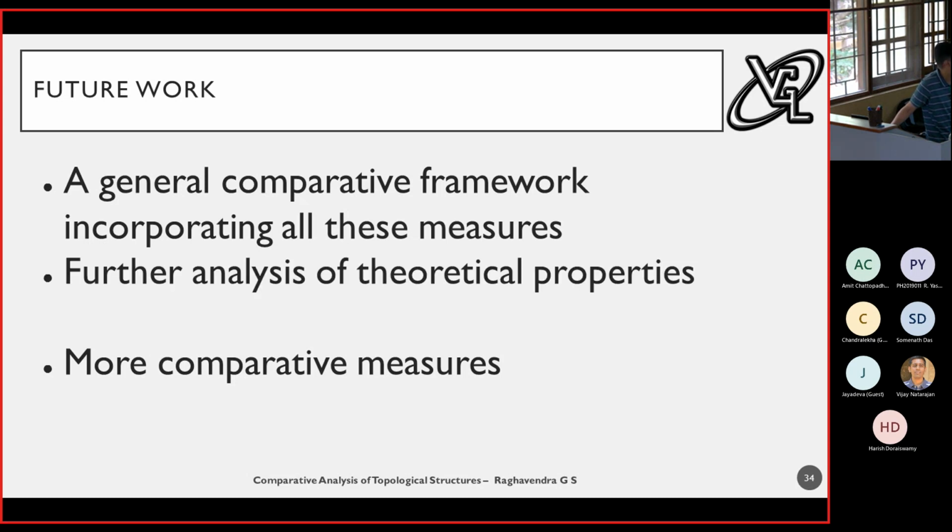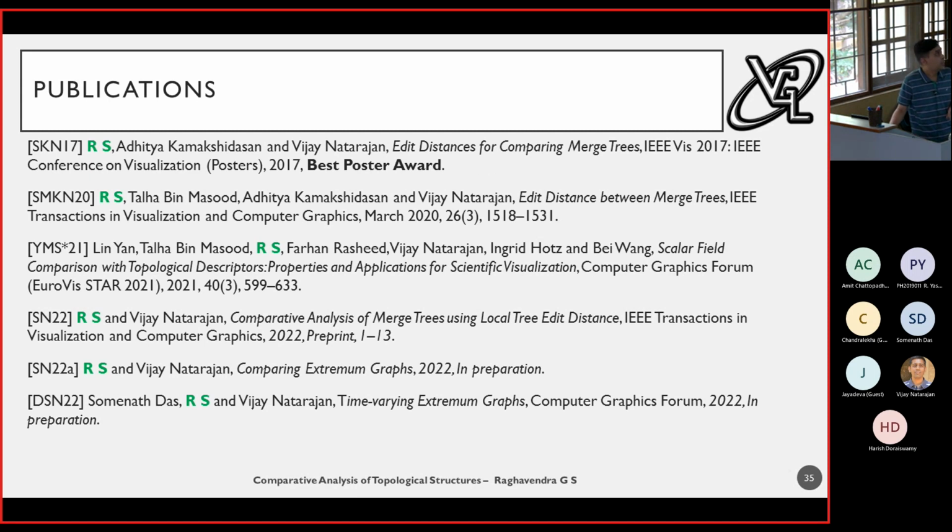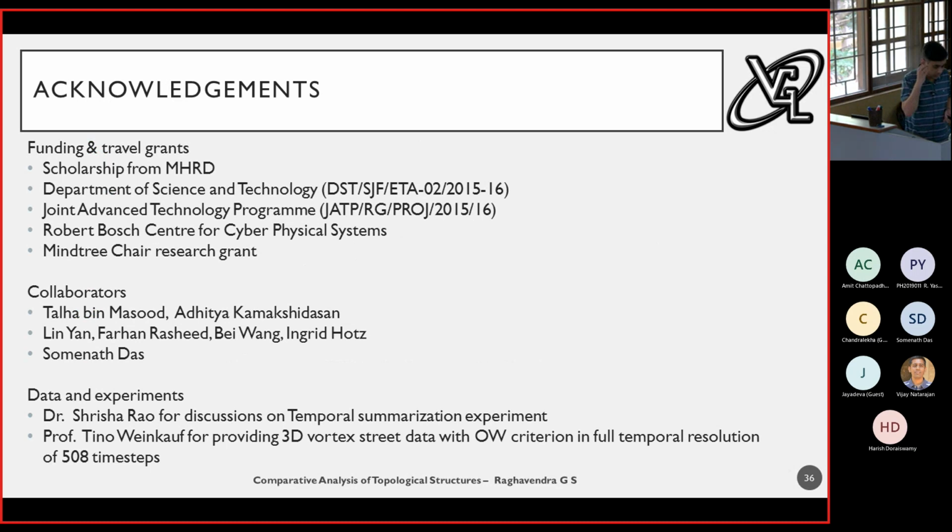Then we want to further analyze some of the theoretical properties like stability, discrimination, and so on for many of the measures here. And of course, more applications which would help to drive the case that these distances are very useful in practice. So these are some of the publications which came out of this work. And I also want to acknowledge, in no particular order, the funding agencies for funding the work, and in some cases, some of the travel.